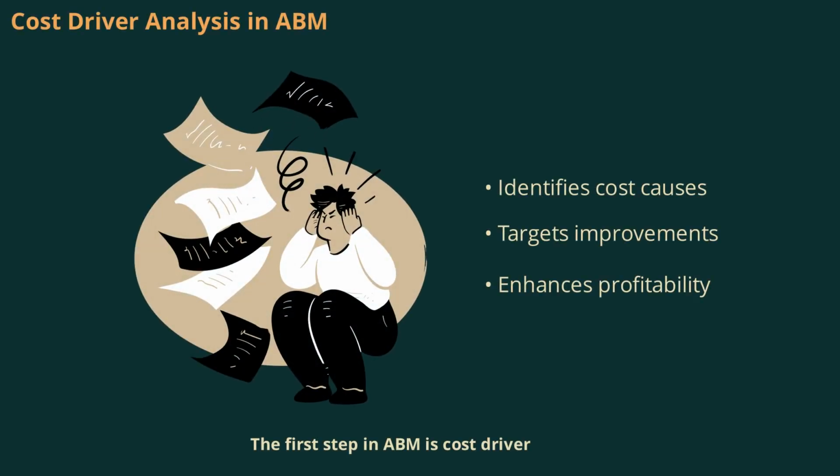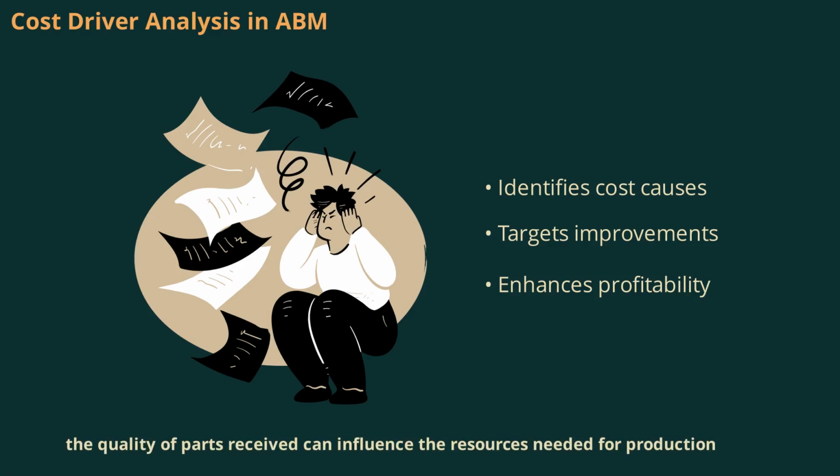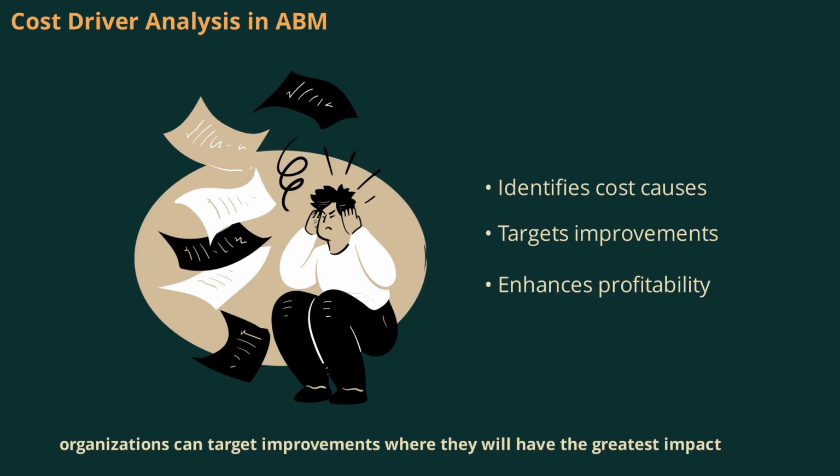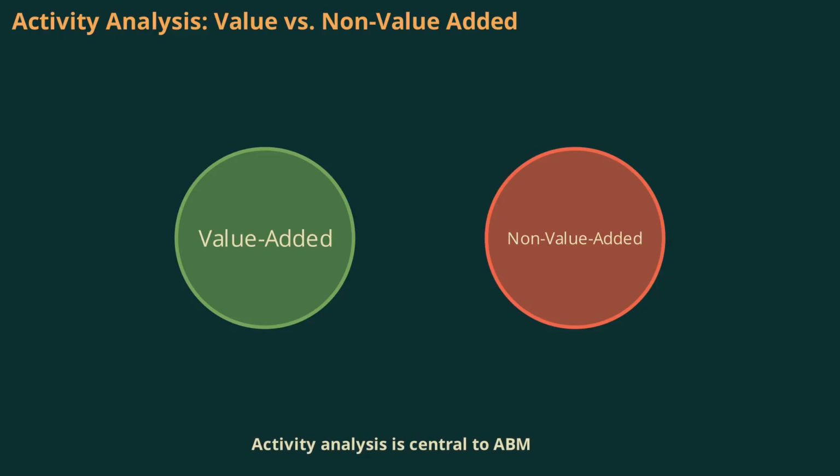The first step in ABM is cost driver analysis, identifying the factors that cause costs to change. For example, the quality of parts received can influence the resources needed for production. By understanding cost drivers, organizations can target improvement where they will have the greatest impact, leading to more effective cost management and higher profitability. Activity analysis is central to ABM.